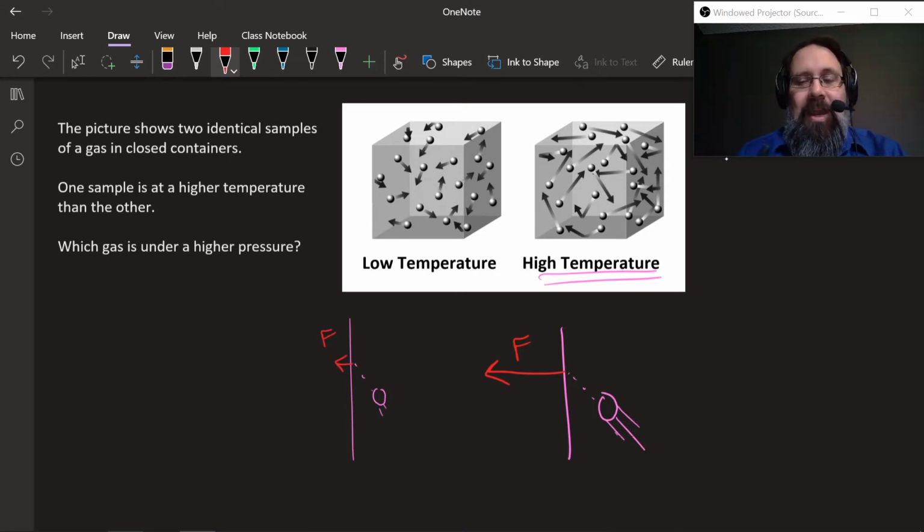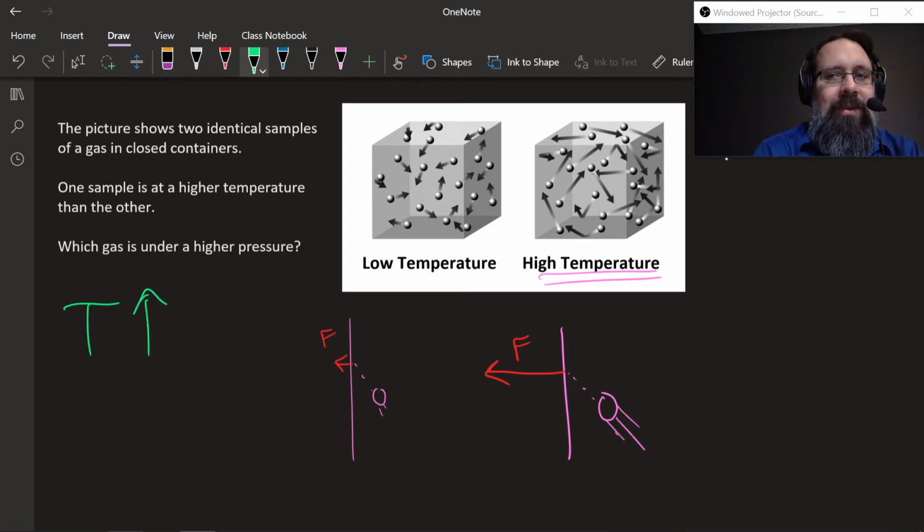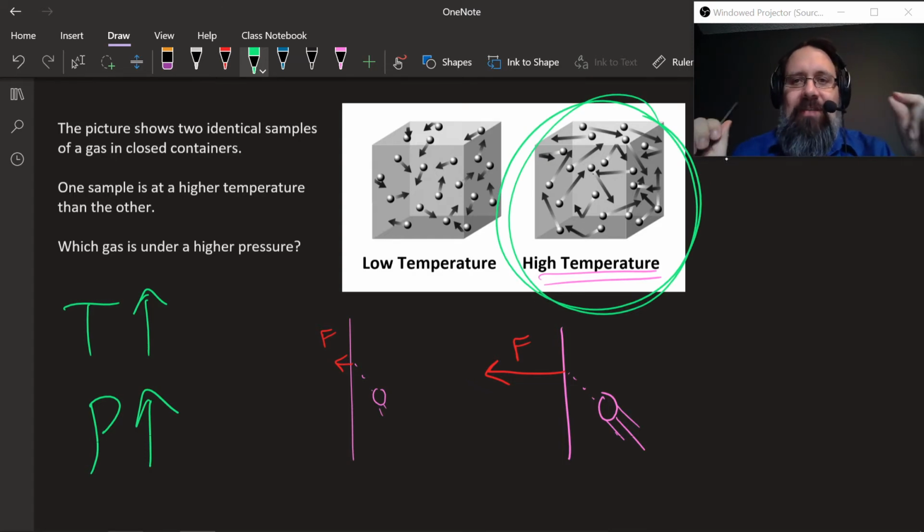And so the second thing also is that not only will there be a greater force because they're hitting the wall with more force, but also because the particles are moving more quickly, there's going to be a greater number of collisions with the wall. And so all things tell us here that if you have a higher temperature, you're going to have a higher pressure. And so it's going to be that one. And just think of that from the microscopic perspective of these particles moving around. It makes sense. If the particles are moving more quickly, you're going to have stronger and more frequent collisions with the walls of the container, giving you a greater pressure.